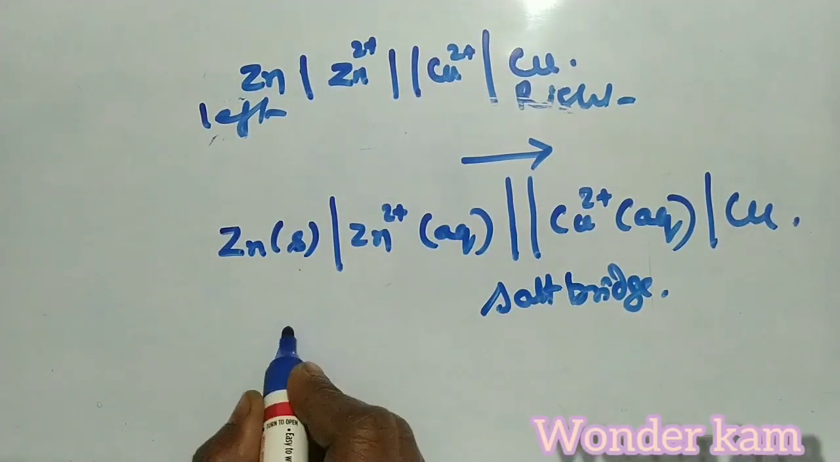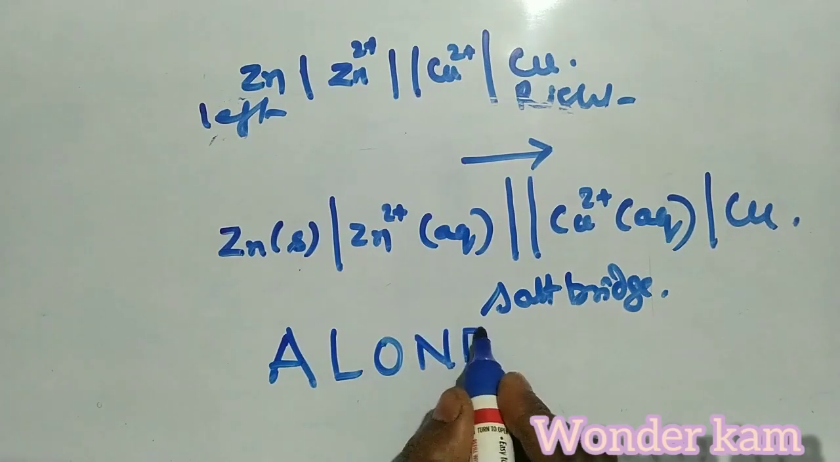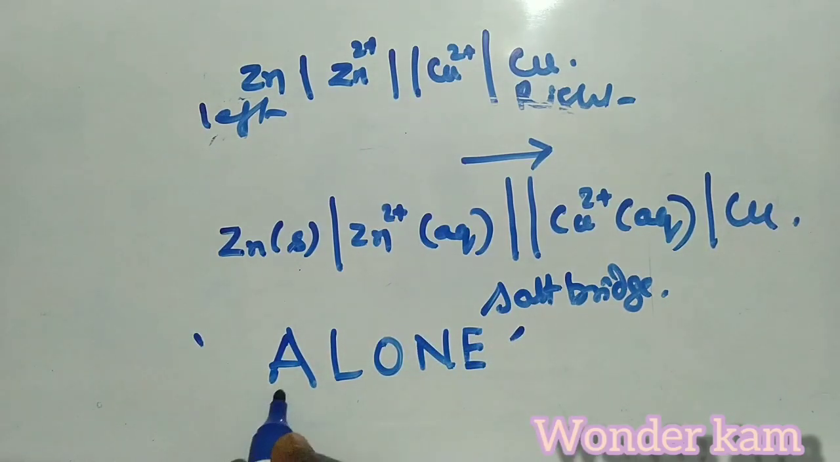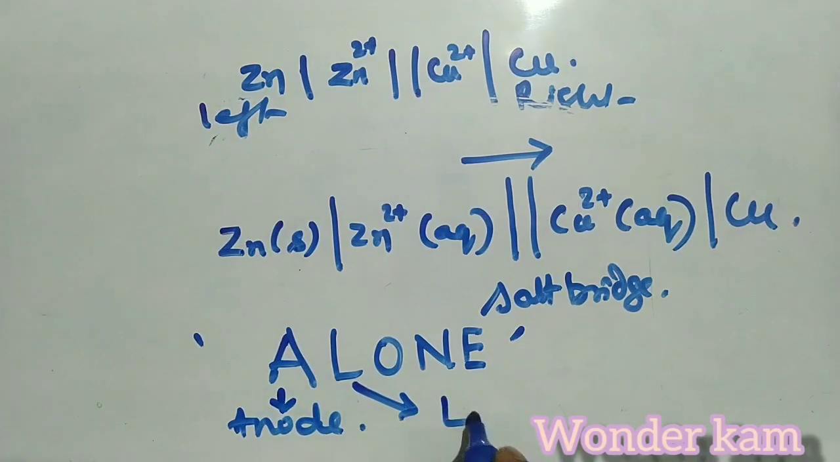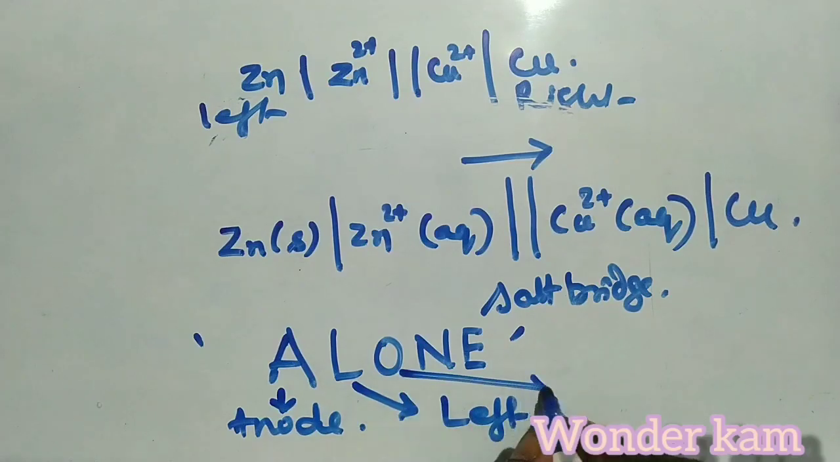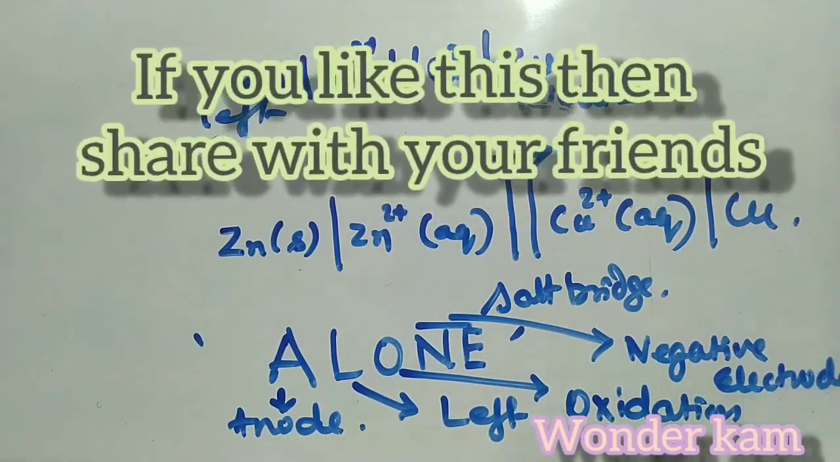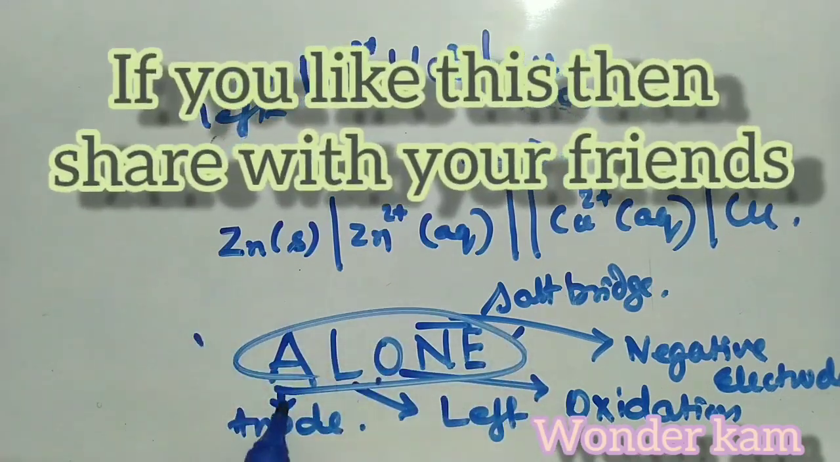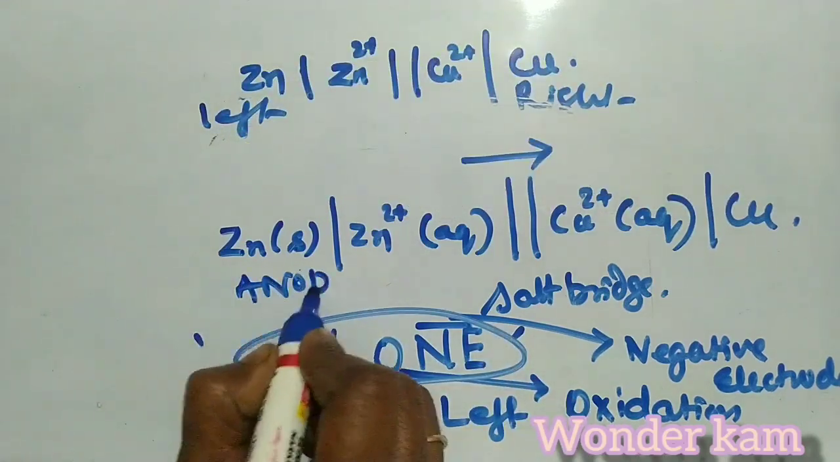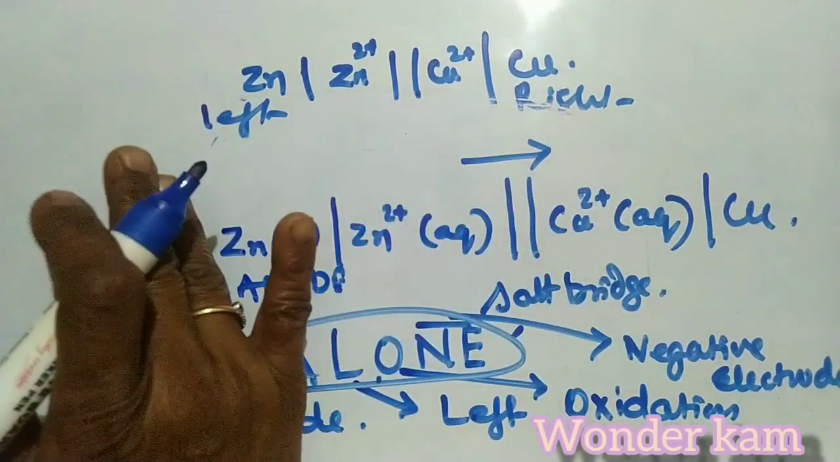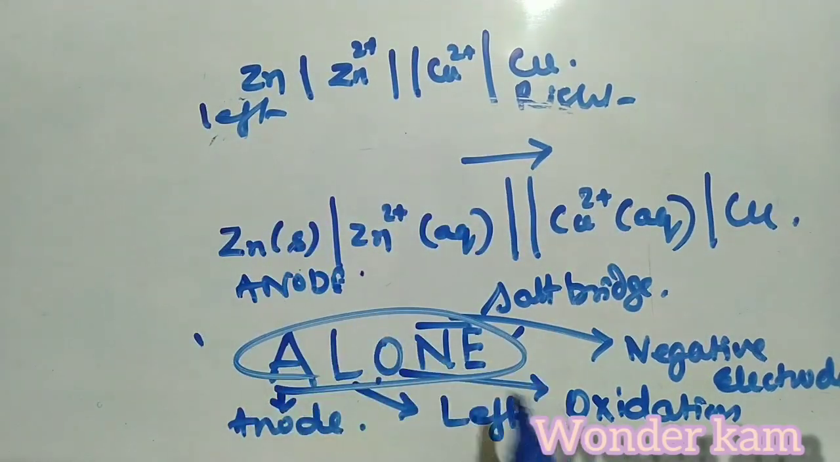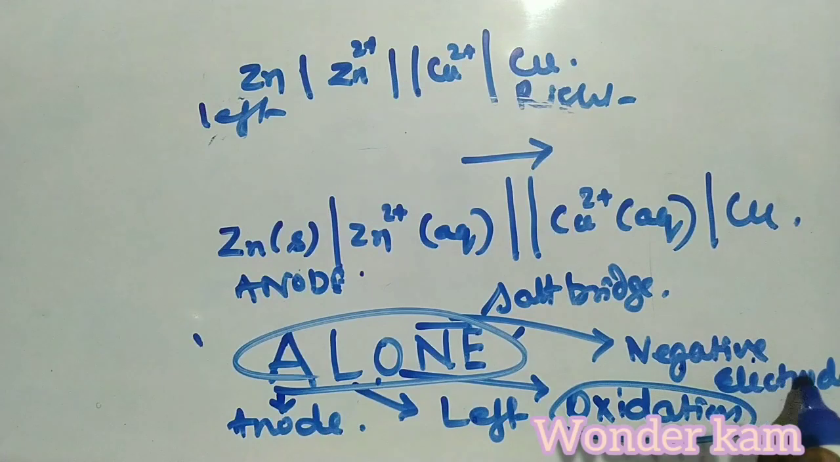There is a simple term, ALONE, A-L-O-N-E, and by remembering this word you can represent the cell very nicely. Let's see what it says. A stands for anode, L stands for left hand side, O stands for oxidation, and lastly NE stands for negative electrode of the cell. So guys, isn't it interesting? By remembering the simple term ALONE, you can write down the anode on the left hand side of the cell, and it also tells about the type of reaction, the oxidation reaction, that is going to take place at the anode only, and the anode is the negative electrode of the cell.